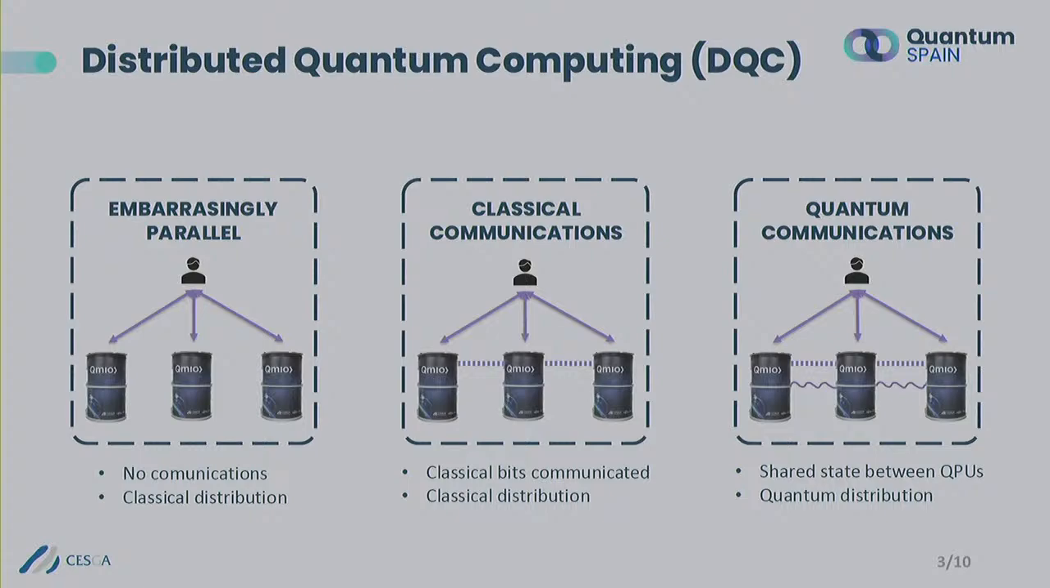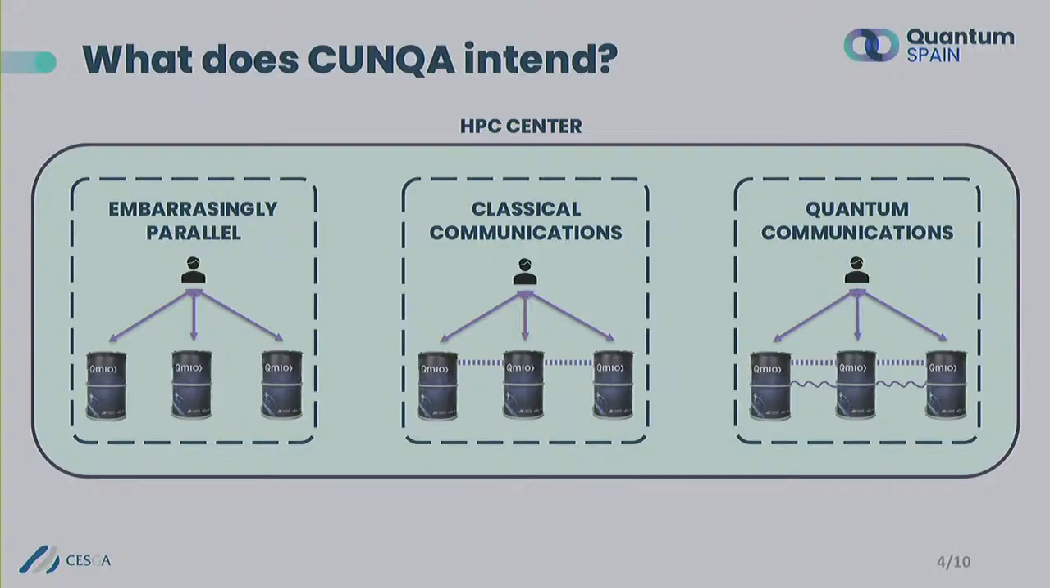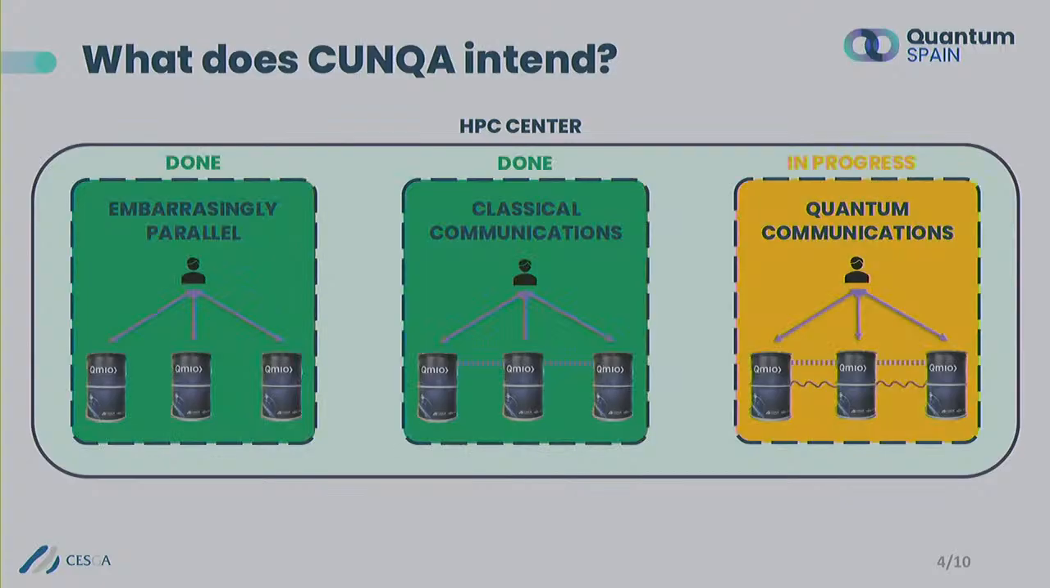So what we want to do with Kunka is to have this simulated in an HPC center. You do actually have access to supercomputers. You have Finisterrae in CESGA. You have MareNostrum in BSC. So with Kunka, we want to be able to simulate these setups for you to run your distributed algorithms, to practice for when we have access to this. Right now, we do have the embarrassingly parallel version, and we just got to the point where we can have classical communications among the virtual QPUs. Remember, this is all simulated, and we are getting to quantum communications.